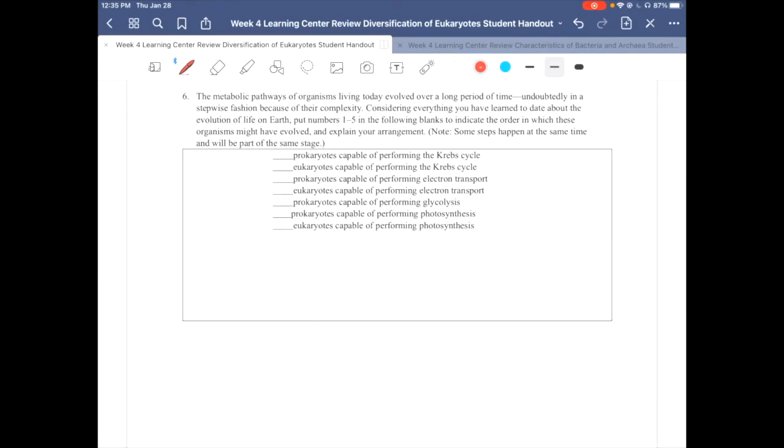Okay, next we're going to try to determine what type of organism came first. So one is going to be the earliest and five is going to be the latest. So I'll give you guys a couple of minutes to look at the answers that are given and throw in which one you think came first or which one you think came second.